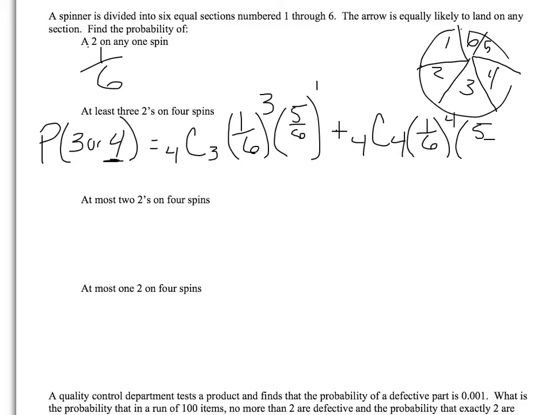The probability that I spin not a 2 is 5/6, and I want 0 of them. Take the time to type it in your calculator. You will get a decimal, but it is 7 out of 432.